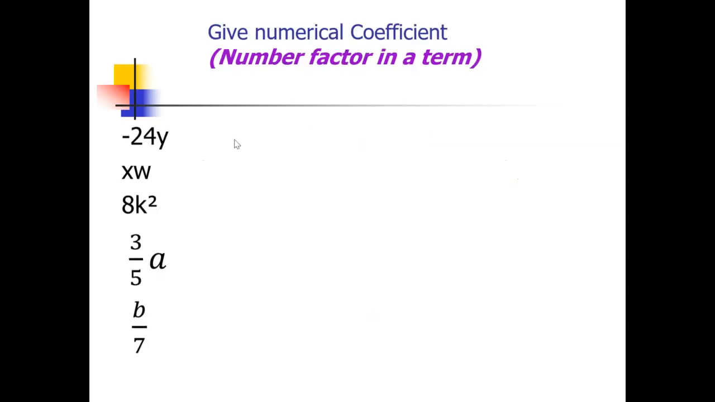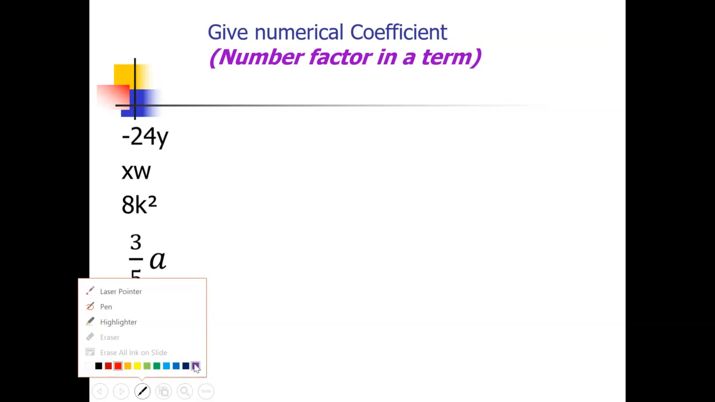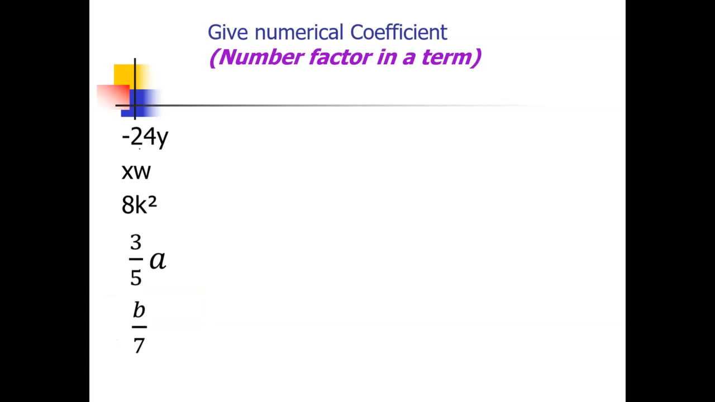Let's first find the numerical coefficient. In any term, the numerical coefficient is the number factor in the term. Here I have a few examples. Let me show you how to find the numerical coefficient. My first example is negative 24y. Negative 24 is one factor and y is my second factor. The numerical coefficient, the number factor, is negative 24.